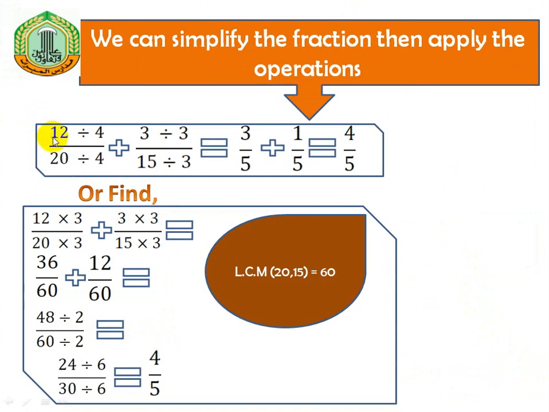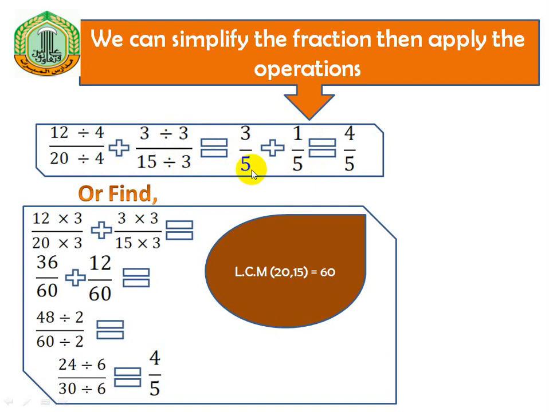For example, 12 over 20 plus 3 over 15. We simplified the first fraction and we simplified the second fraction. We found a common factor between 12 and 20, a greatest common factor, which is 4. So we got directly the simplest form of 12 over 20, which is 3 over 5, plus the simplest form of 3 over 15, which is 1 over 5 by dividing with the same factor, which is 3 in the numerator and denominator.